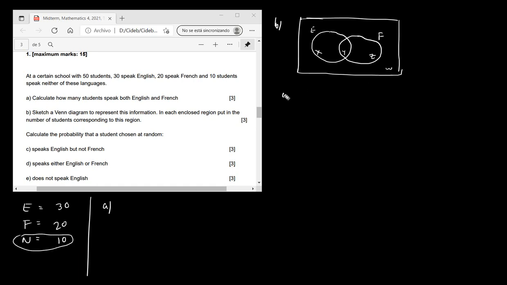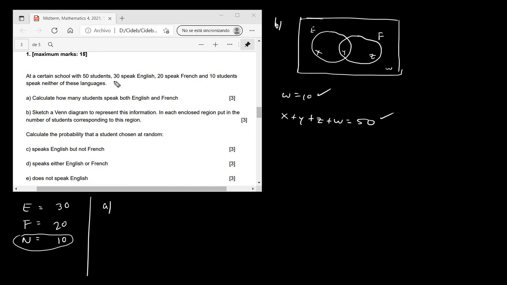Okay, so I already know that W is 10. What else do I know? I know that the addition of the four of them, X plus Y plus Z plus W, should be equal to 50, right? Which is all the students in the school. So I know this, I know this. What else do I know?